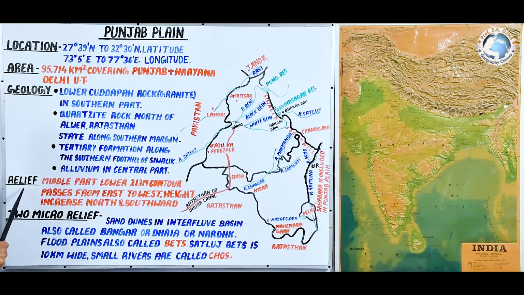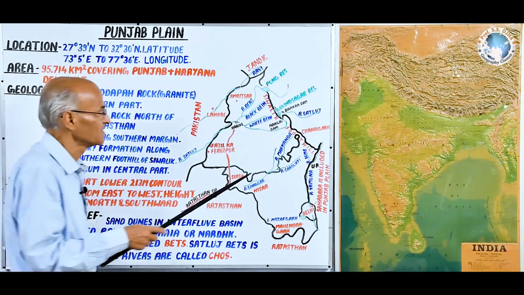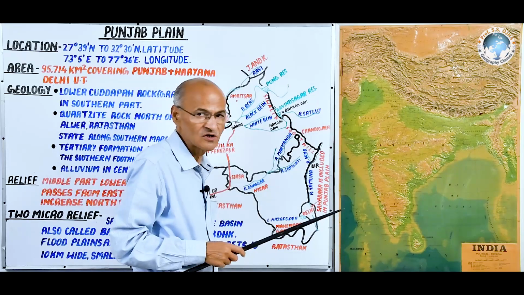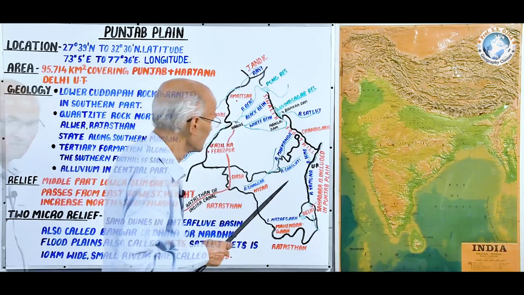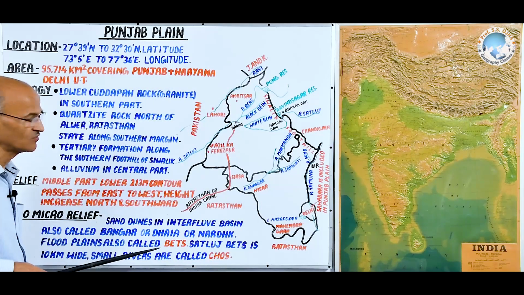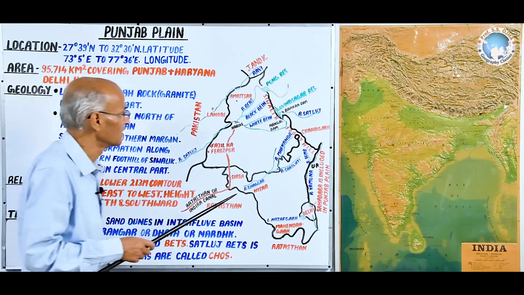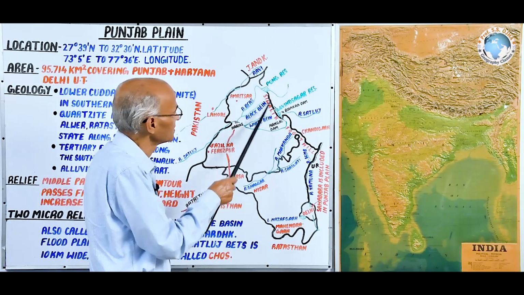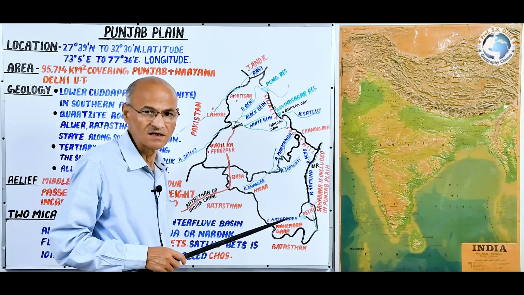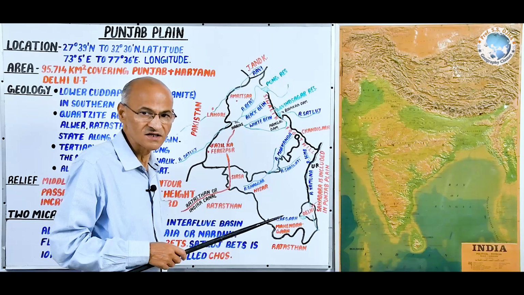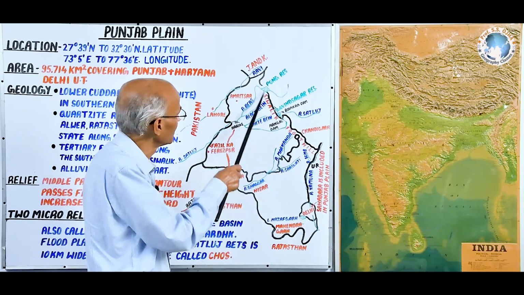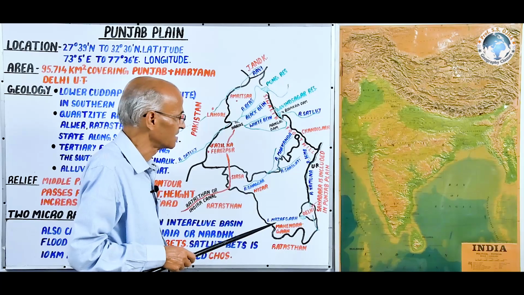Now, let us study its relief or topography. As we have seen, although this is a plain, a depositional plain by alluvium, even then some topographic variation is found from one corner to another. For example, in the northeast we are seeing the foothill of Shivalik. Thus, topographically and structurally it is different and it is mountainous terrain.